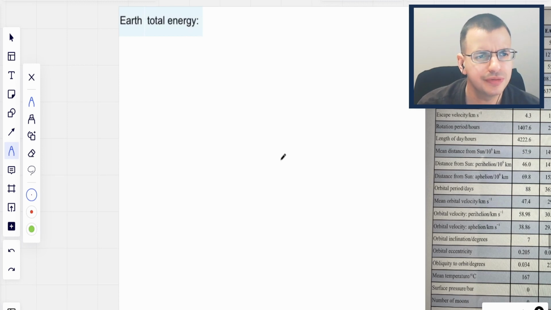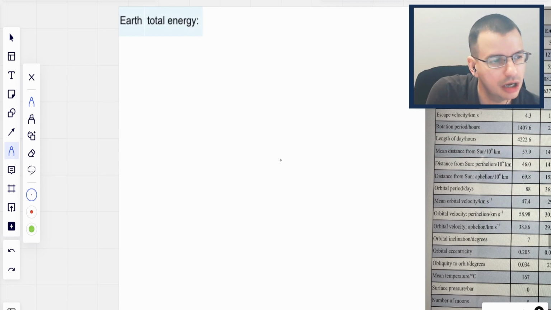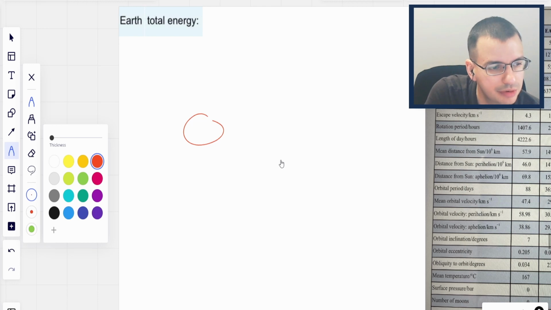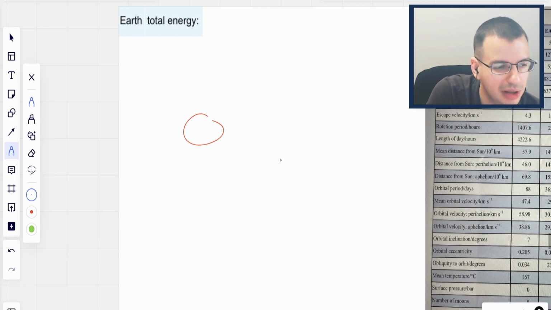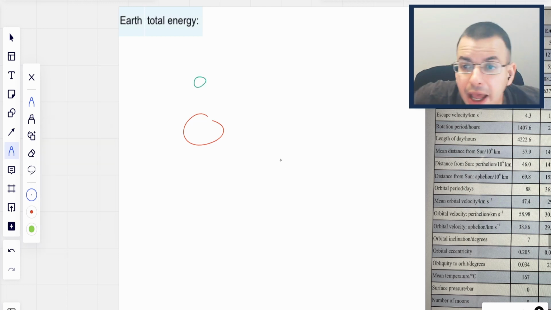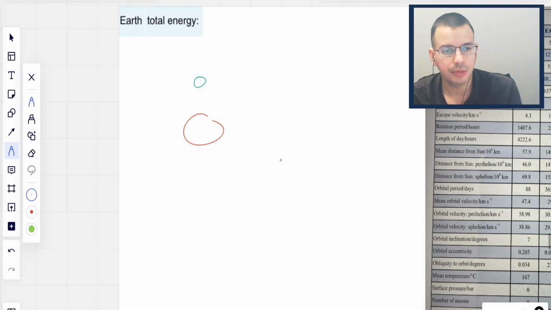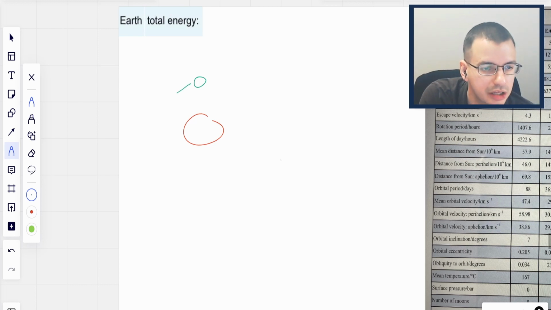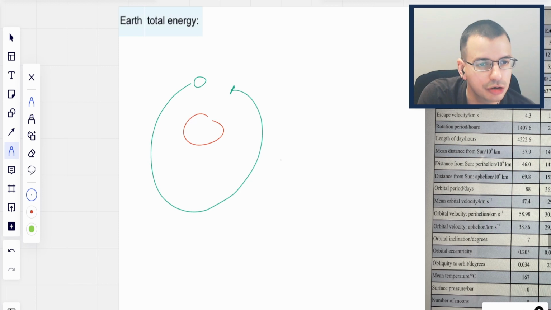All right, we want to find the total energy of the Earth, specifically the Earth-Sun system. So we're going to draw the sun. Orange seems reasonable enough. I'll use green. And the idea is we have Earth orbiting around the sun, not in a circular orbit, but we're going to call it circular. And it is going to have energy.